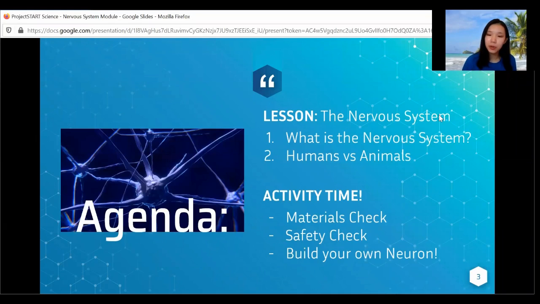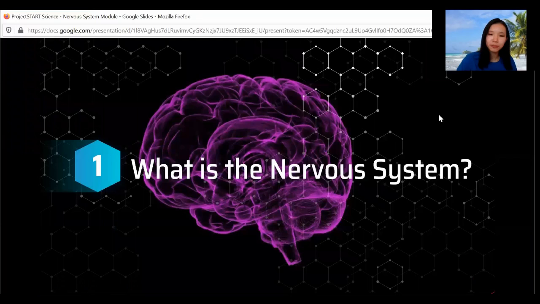So today we'll go over a lesson and we're going to have an activity. In our lesson, we're going to cover what the nervous system is, its parts, its functions, and we're going to cover the human nervous system versus the nervous system of other animals. In our activity portion, we're going to do a materials check, a safety check, and then we're going to build our own neuron. So, what is the nervous system?